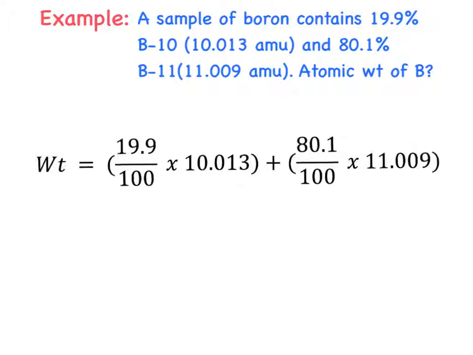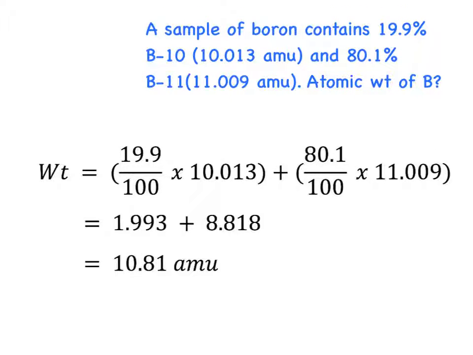So when we're calculating it, we simply look at the percentage and multiply it by the mass. As you can see, 19.9 over 100 times 10.013 plus 80.1 over 100 times 11.009. If we then do the sums in this, we see that we have these two, and we say that the RAM of boron is going to be 10.81 AMU.